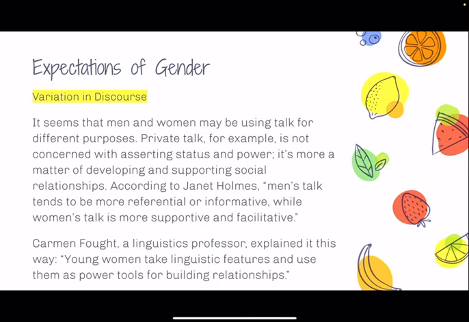It seems that men and women may be using talk for different purposes. Private talk, for example, is not concerned with asserting status and power. It's more a matter of developing and supporting social relationships. According to Janet Holmes, men's talk tends to be more referential or informative, while women's talk is more supportive and facilitative. Carmen Fort, a linguistics professor, explained it this way: young women take linguistic features and use them as power tools for building relationships.